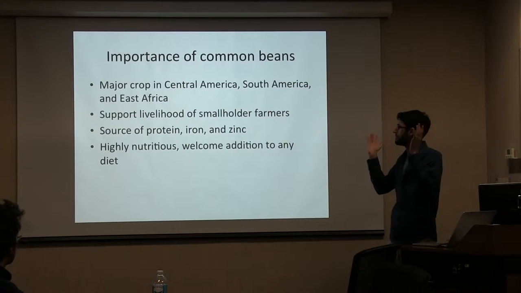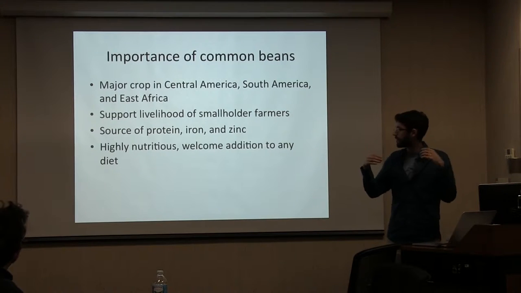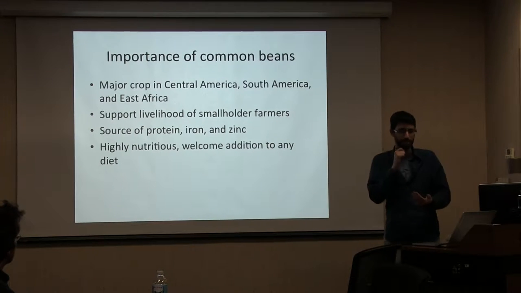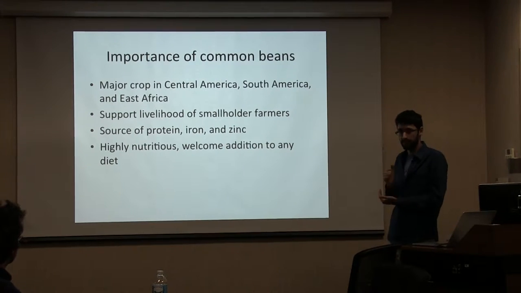So first off, we're studying common beans, Phaseolus vulgaris. They're a common staple crop in many parts of the world. They're a major crop here in Michigan, actually. I think only North Dakota produces more common beans than Michigan in the United States.